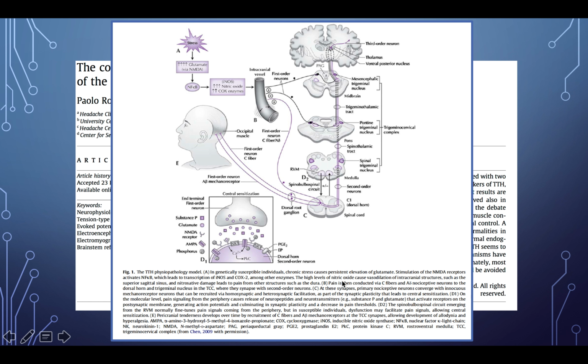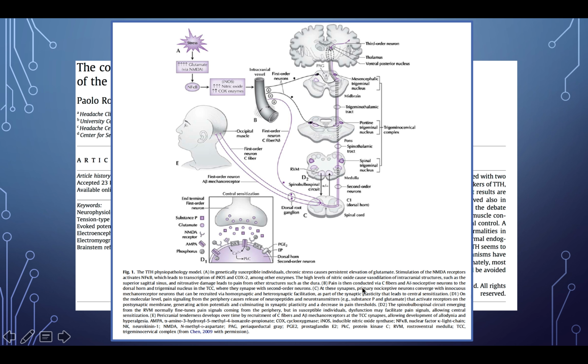The high levels of inducible nitric oxide, and there are 3 different types of nitric oxide: there's inducible nitric oxide, there's endothelial nitric oxide, and then there's neuronal nitric oxide. The inducible one, I always just see the I and think inflammatory. It's the bad one, right? This is the one that you don't want active. This is the one we've got to shut down so that we can decrease the inflammatory pathways. It'll cause vasodilation of the intracranial structures, such as the superior sagittal sinus, and the nitrosative damage, that inducible nitric oxide damage, will lead to pain from other structures, such as the dura.